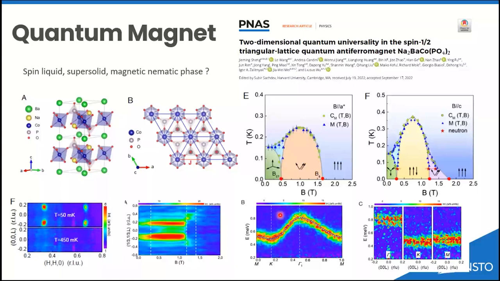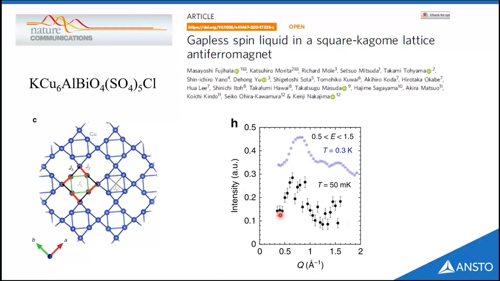So the next example shows a special sample that forms a square Kagome lattice. Due to the strong frustration of the spin, this is supposed to be a spin liquid state. And indeed we see the continuum excitation at low temperature. On Pelican, we are able to observe this continuum excitation down to 50 millikelvin, but it shows gapless behavior within our energy resolution.